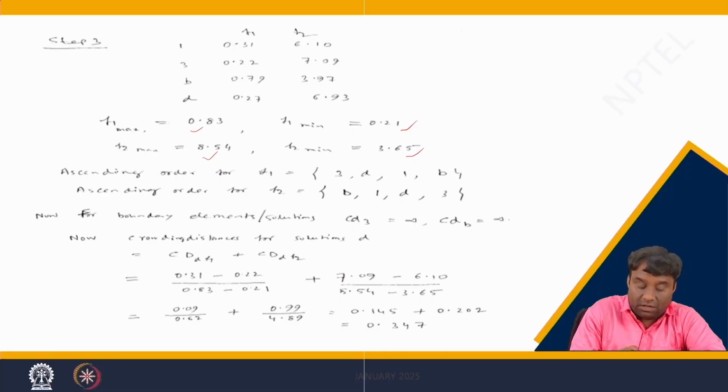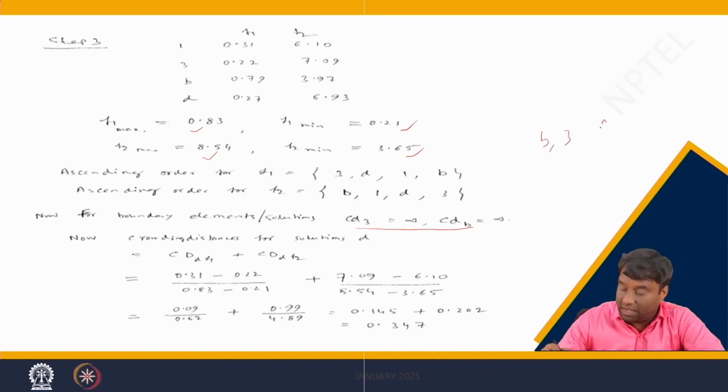So we need to write F1 in ascending order. Ascending order for F1 is first the minimum 3, then D, then 1, then B. Ascending order for F2 is first B, then 1, then D, then 3. So here 3 and B are in the boundary region, so we can say the crowd distance is infinite. I mean B and 3 are selected.